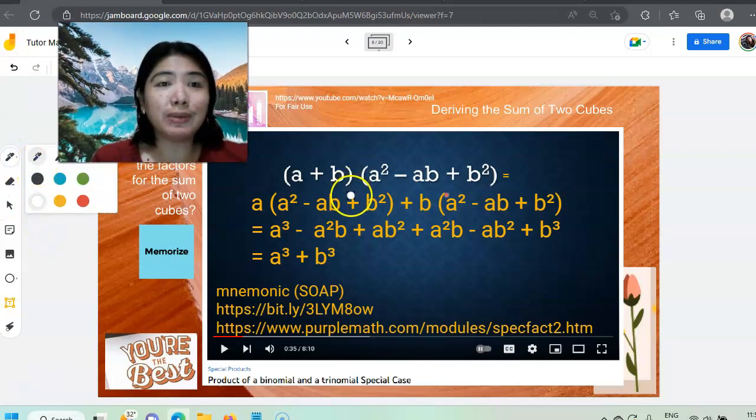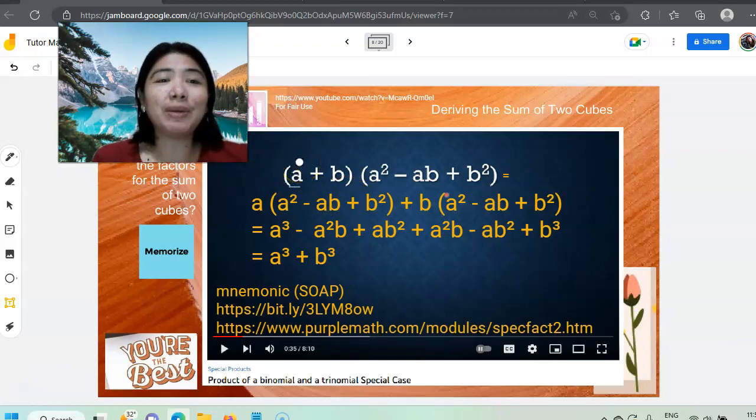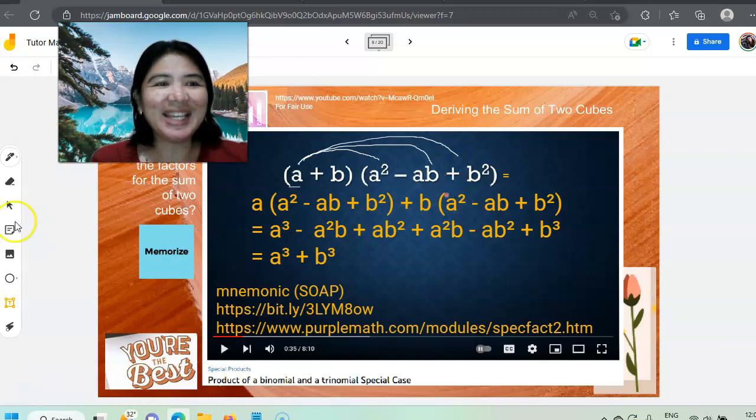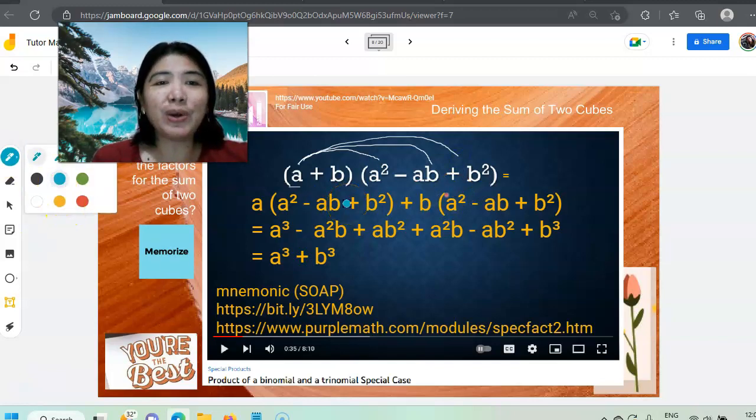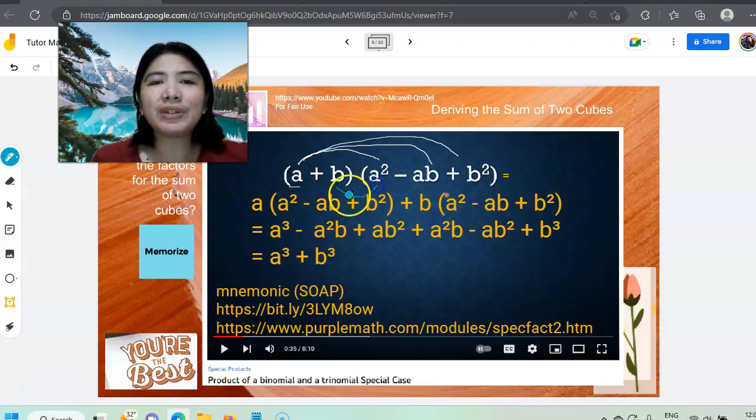So we are just going to distribute the first term of the binomial sum to all of the terms in the trinomial factor. And then, of course, we are also going to distribute the second term of the binomial sum to all of the terms of the trinomial factor. This is a very great opportunity to practice your algebra skills when you derive formulas. I hope that you will find time to derive this on your own. So jam with me in this video lesson.